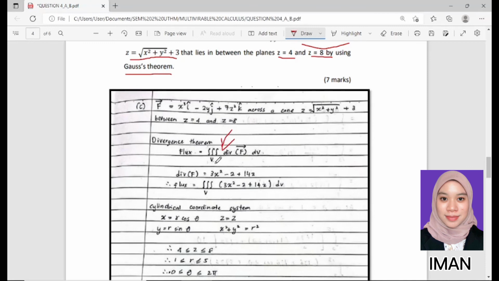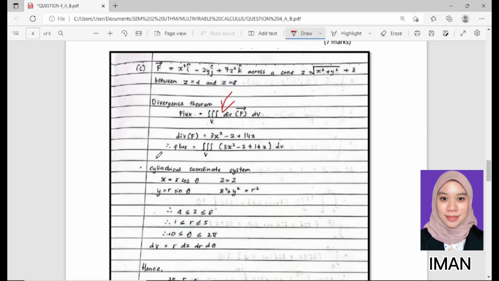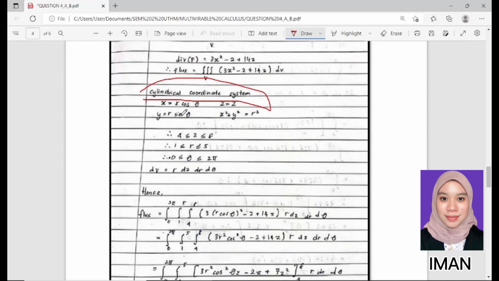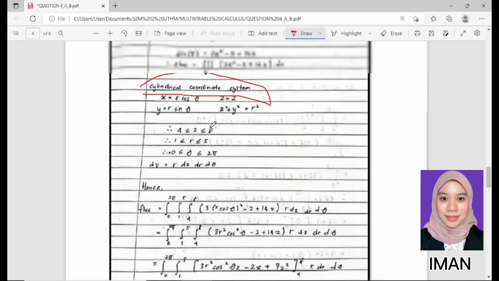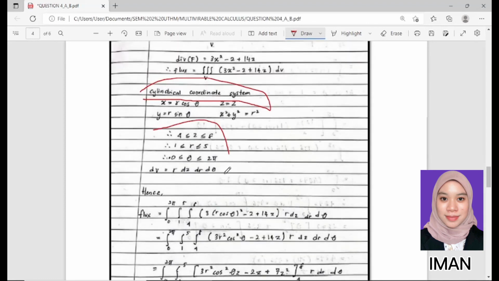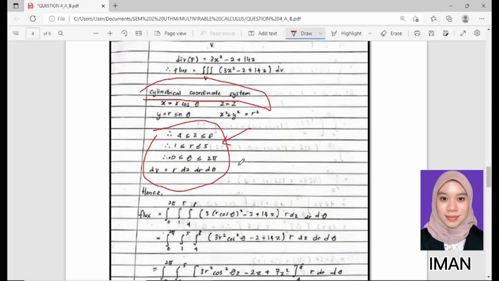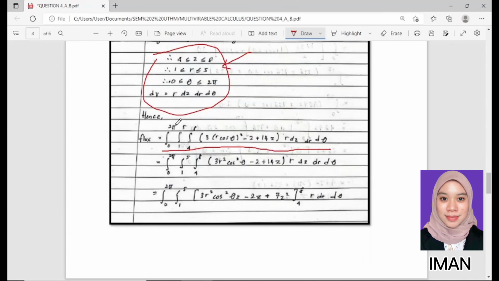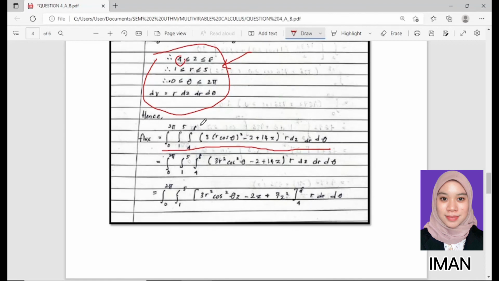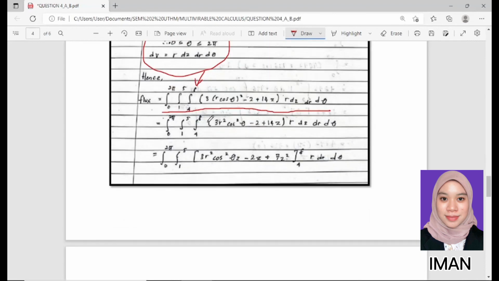So first step, we do the triple integral, and we use the cylindrical coordinate system, which is x equal to r cos theta, y equal to r sin theta, and z equal to z, x squared plus y squared equal to r squared. So from this we get this, and from here we must do the equation like question A before. So we put like this, 2 pi, 0, 5, and 8, 4.